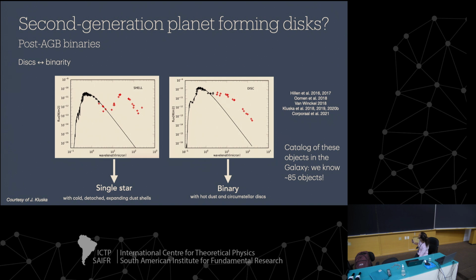And in this case here, what we have is a binary with the presence of a disk. This effect, both here and here, is called infrared excess. So in the moment that we detect an infrared excess in something that we thought was just one single point source object or a binary, then we know that we have to dig further and try to understand what's happening.